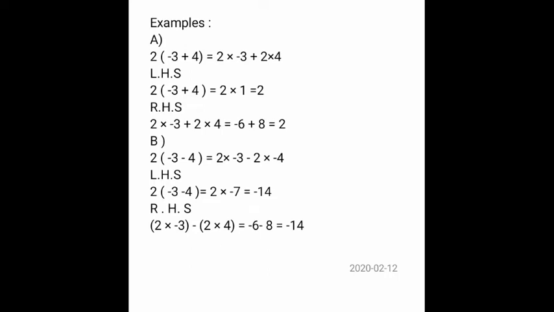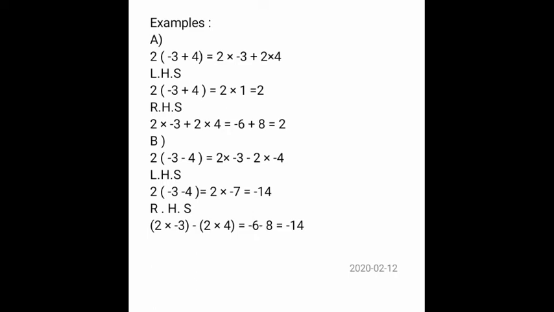In the first example, we see the distributive property of multiplication over addition. The first example is 2 multiplied within bracket minus 3 plus 4 equals 2 multiplied by minus 3 plus 2 multiplied by 4. That is, 2 multiplied by the first term plus 2 multiplied by the second term. And we check whether RHS equals LHS. If the result of the left hand side is equal to the result of the right hand side, then we can say that the distributive property of multiplication over addition is valid.